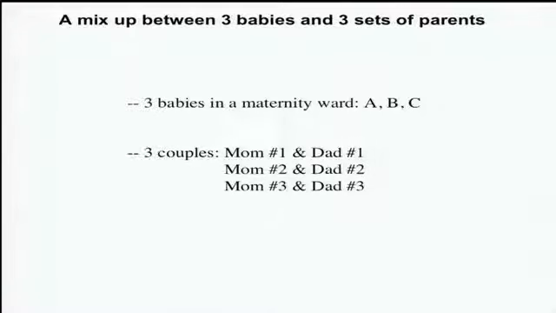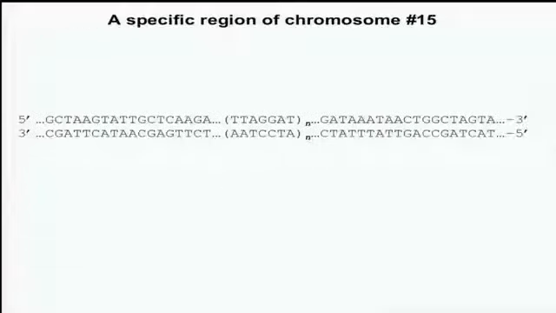And we're going to match which sets of parents go with which baby. So on your worksheet, you'll see a similar picture to the one I'm showing on my next slide. Here's a region of chromosome 15. This region has a repeat of TTA, GGAT in the middle. And this region can be repeated n number of times, so a different number of times in different people. We're going to analyze this region of chromosome 15 in the babies and the parents to see if it can tell us which babies go with which parents.